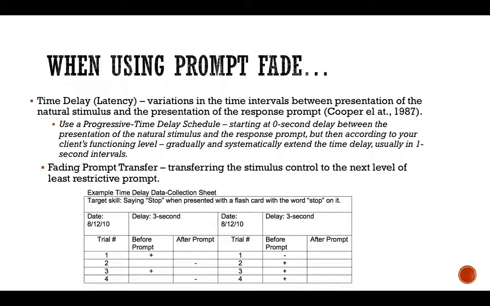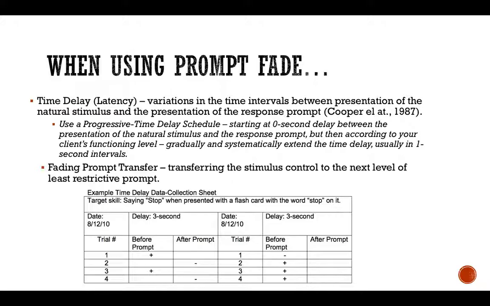When using prompt fade, use time delays. More specifically, use a progressive time delay schedule, starting at a 0-second delay between the presentation of the natural stimulus and the response prompt. But then, according to your client's functional level, that's really huge and important. You have to work on their level, where their repertoire is. Gradually and systematically extend the time delay, usually in 1-second intervals.